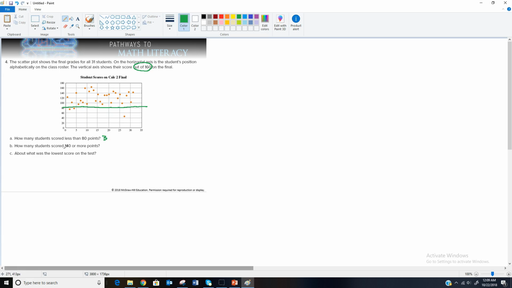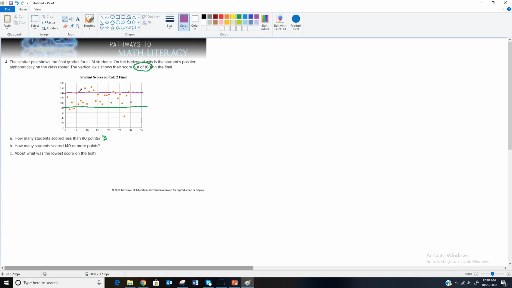How many students scored 140 or more points? Let's use a different color here. Let's use orange. Oh, let's not use orange. That's too close to the color that they used. Let's use a purple here. So how many students scored 140 or more? Now on this one, before it said less than, here it said or more. That many or more. So they could actually score 140 and be counted in this group.